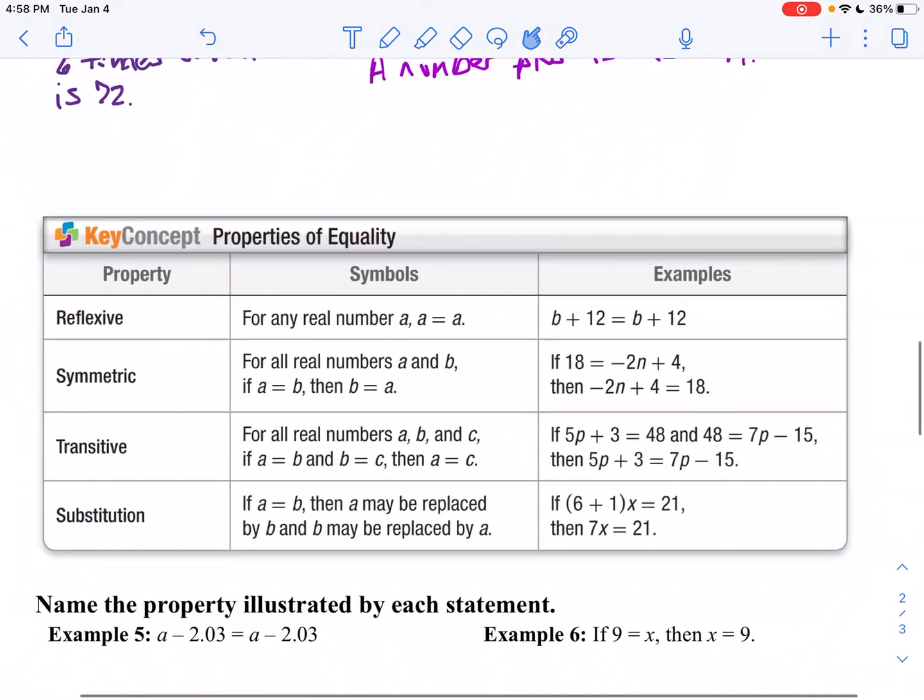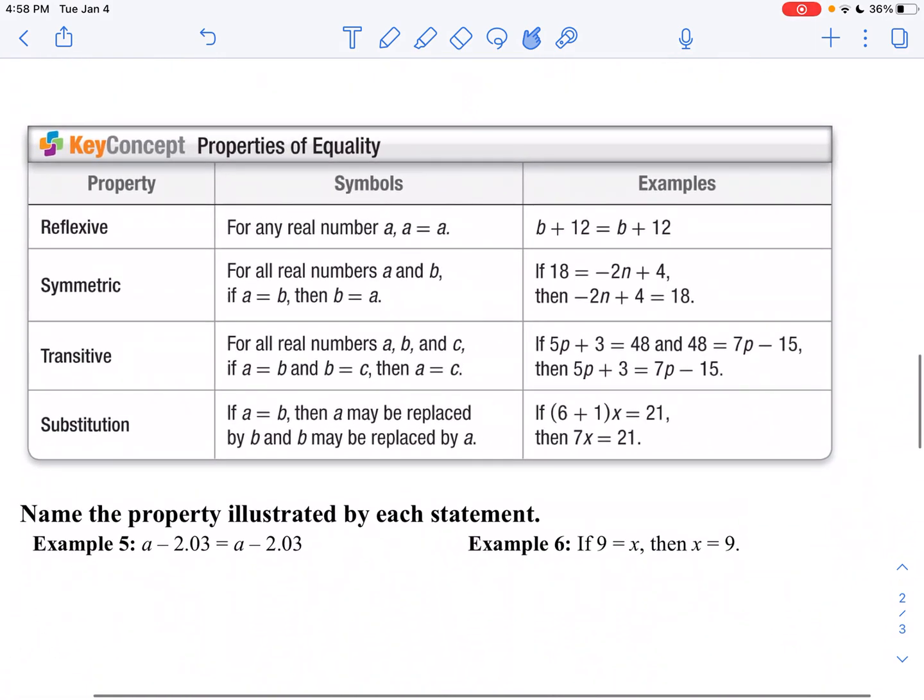Now we have properties of equality. That's how you solve an equation. Reflexive property says for any number, you can say it equals itself. Symmetric property says if I have two numbers and they have different expressions, I can just flip the sides around. So if I have 18 equals negative 2n plus 4, then negative 2n plus 4 equals 18. And if I have the transitive property, that's the everything is equals property.